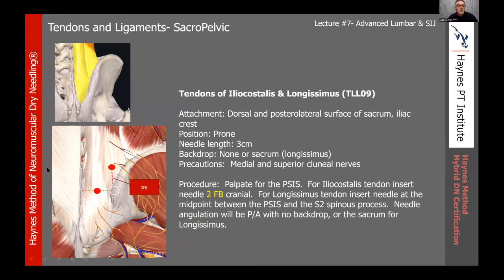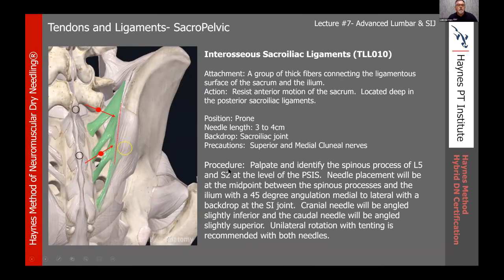Then this aponeurosis, this merging of the tendons of iliocostalis and longissimus, very frequently has some issues there. So a nice little technique to be able to get deep into both of those structures. The interosseous sacroiliac ligaments for our SI joint problems, both this one and the one deep to it. This approach, superior, inferior, superior, needle directed into that sacroiliac joint can provide some pretty good relief for those problems.